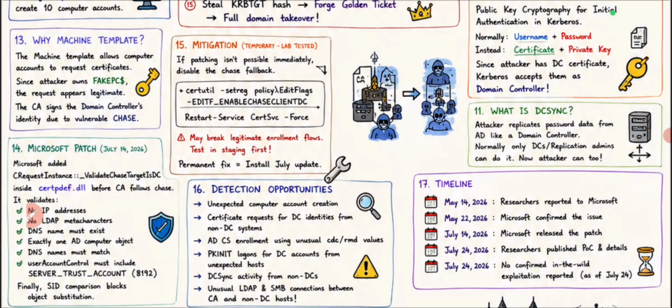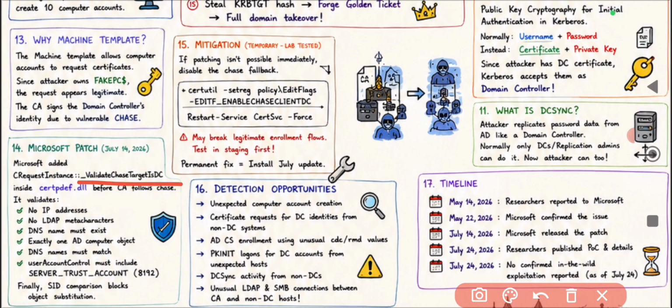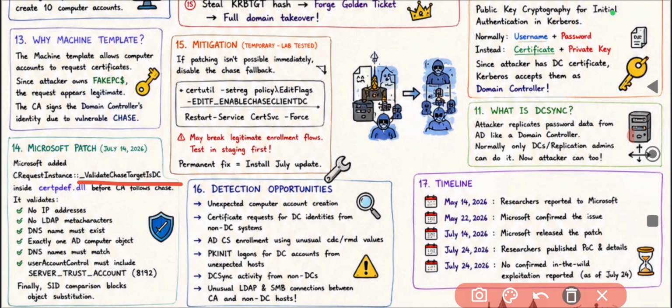One is why the machine template is also important: the machine template allows the computer account to request a certificate. Since the attacker owns the fake PC, the request appears very legitimate, and the CA assigns the domain controller identity due to the vulnerable chase. Then these are the Microsoft patch changes: no IP address, no LDAP metacharacters, and the DNS name must exist. So the CA validates the chase target before the CA allows the chase. It validates all these things, so we need to understand that as well.